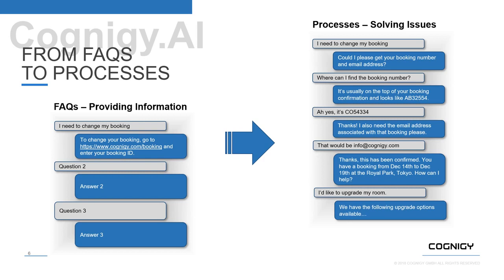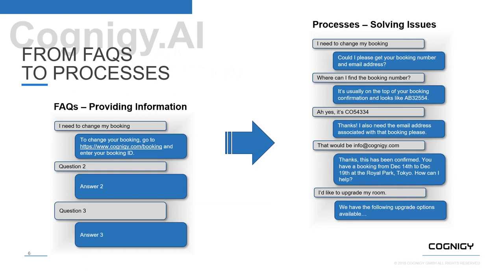So rather than answering, "to change your booking, go to URL X and enter your booking ID," we actually guide the user through the process of changing the booking directly. So if the user says, I need to change my booking, we then ask for the booking ID, for the email address, and then pull the booking out of a database, immediately helping the customer rather than just forwarding them to a different website or giving them a phone number to call.